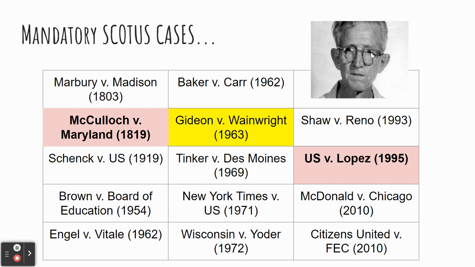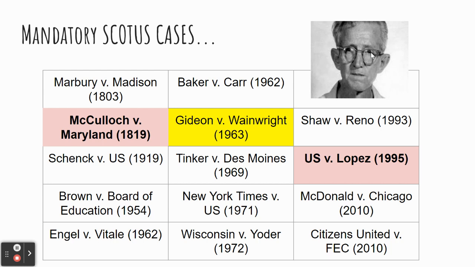So McCulloch and Lopez are both listed in the pinkish color because they're the cases that we are currently reviewing in class in the federalism unit as we're learning how to write FRQ number 3. The yellow case, Gideon v. Wainwright, is highlighted for no other reason than it's the one that shows up in this example. And it might help to have just a little background on it.